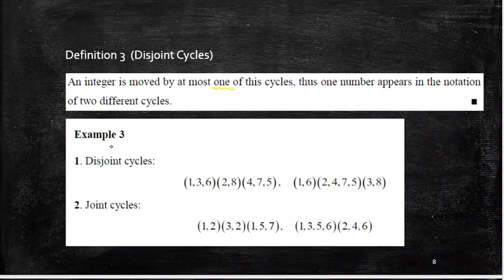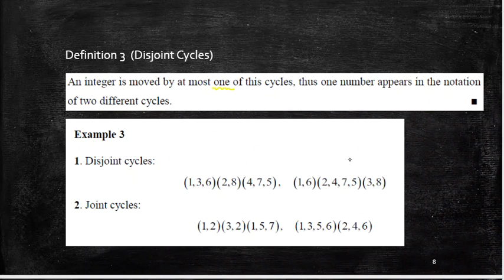We can say in example 3, this is an example of disjoint cycles. We can find in the first cycle, each number appears only once: 1, 3, 6, 2 to x, 4 to 7, 7 to 5. For joint cycles, a number can appear more than once. 1 to 2, and in the second one we have 3 mapped to 2. This one also: 1 maps to 3, 3 maps to 5, 5 maps to 6. The second one we have 2 maps to 4, 4 to 6. 6 appears two times here.